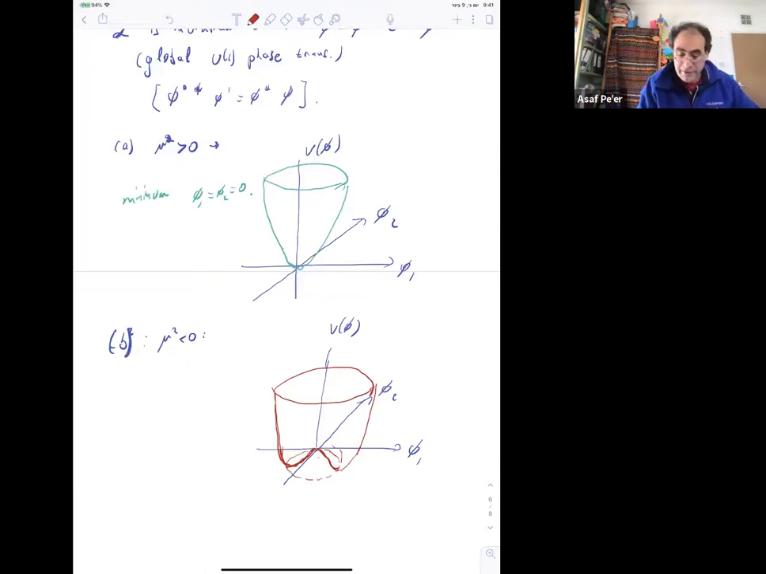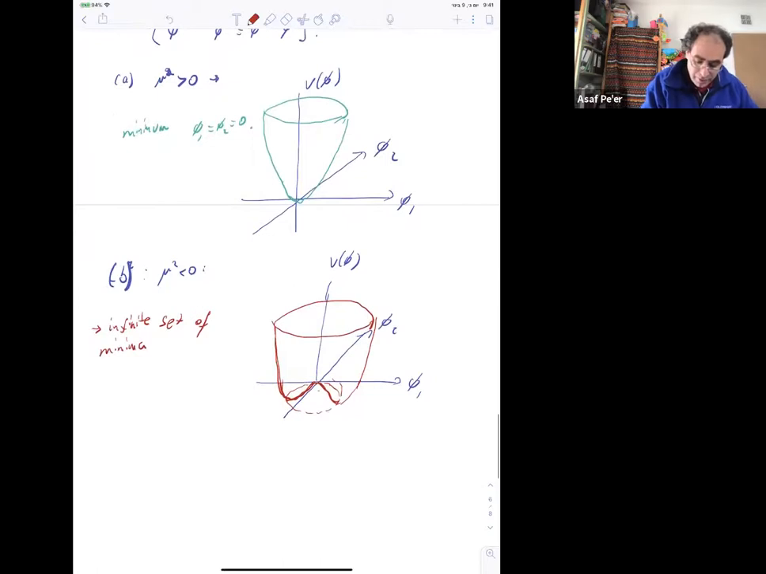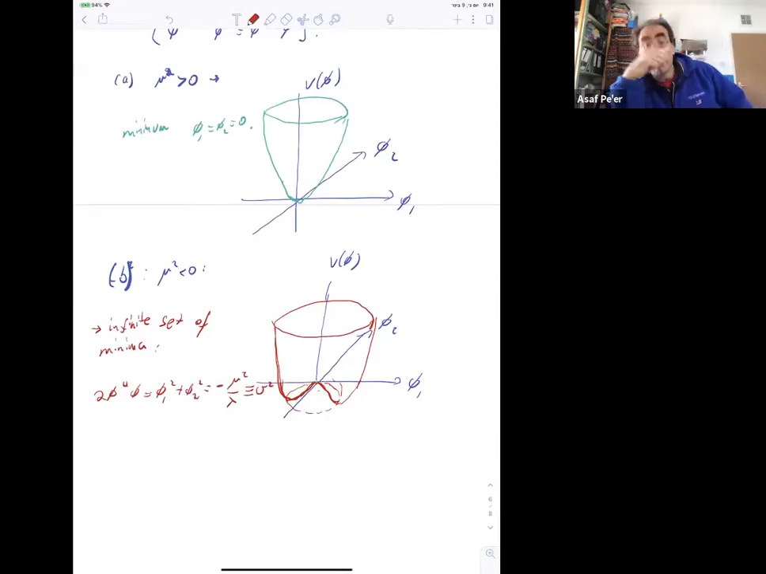So we have basically an infinite set of minima, which are defined by 2 phi star phi, which is just phi 1 squared plus phi 2 squared, equals minus mu squared over lambda. And we call this v squared. So everything around here are the minima of the potential.